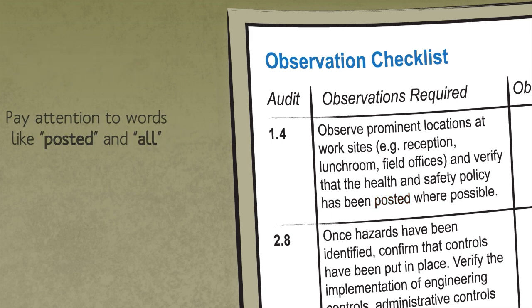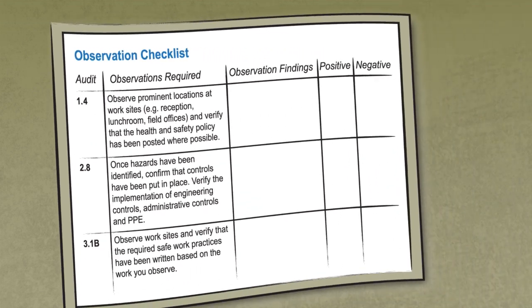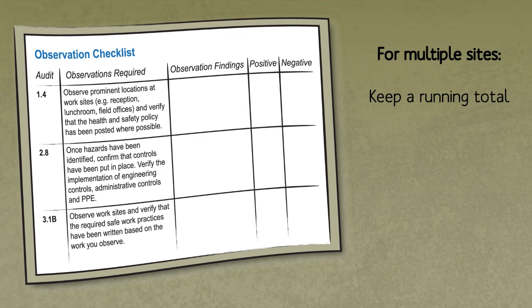Let's take a look at the observation checklist and how to complete it. The form itself is straightforward. There are 3 columns for you to fill out. One for observation findings, where you can record your notes, and 2 checkboxes for either positive or negative. Depending on the number of sites you are visiting, you can keep a running total of the positives versus the negatives on one form, or you can photocopy the form and use one for each site.